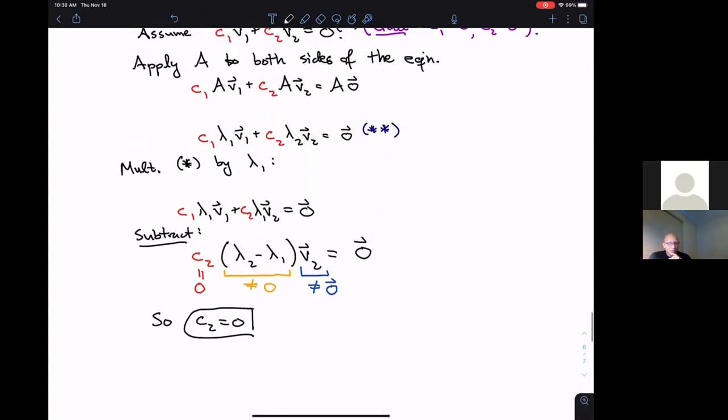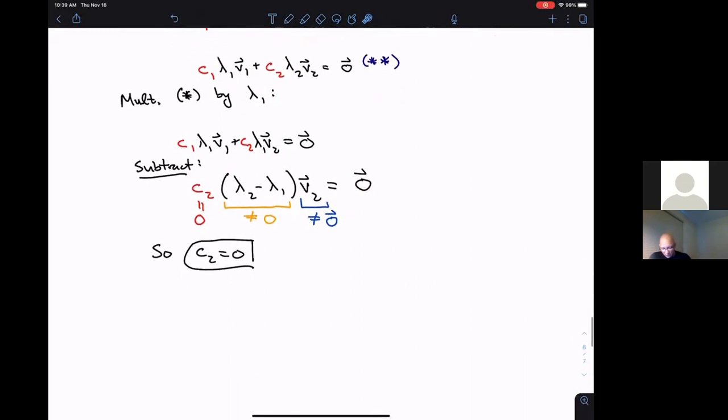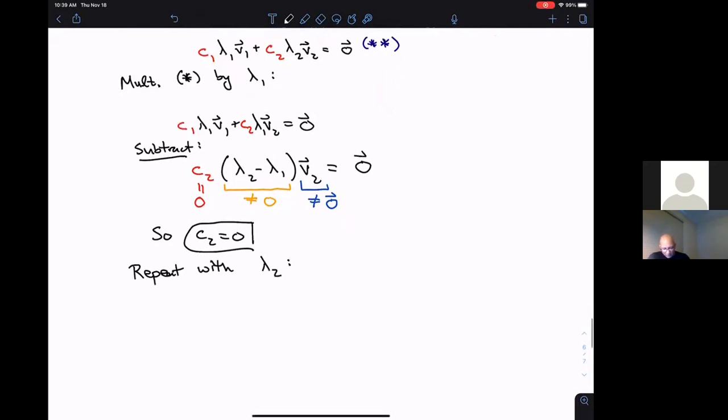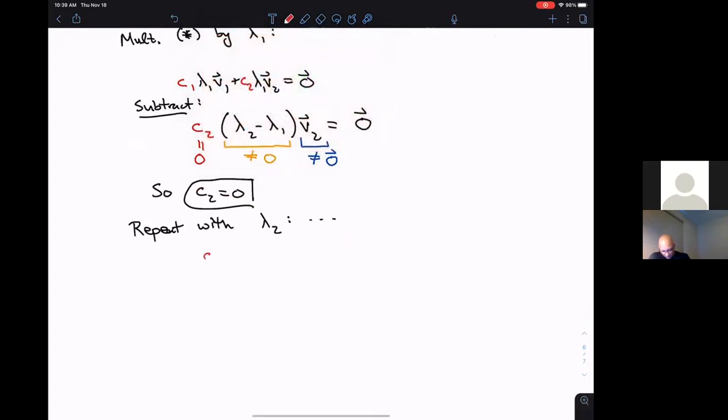Now, if I do the exact same argument that I did above, but instead replace multiplying by lambda 1 by multiplying by lambda 2, I'll get a very similar looking equation, but for the V1 vector, right? So let me not go through the entire process, but if we repeat with lambda 2 instead of multiplying by lambda 1, we repeat some steps, what we're going to get is the equation C1 times lambda 1 minus lambda 2 times V1 equals 0. And so by the same logic, we will deduce that C1 equals 0.